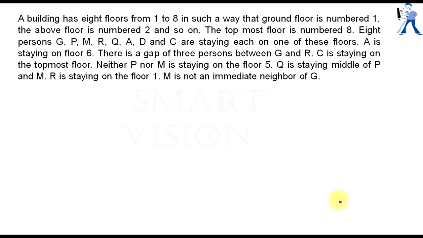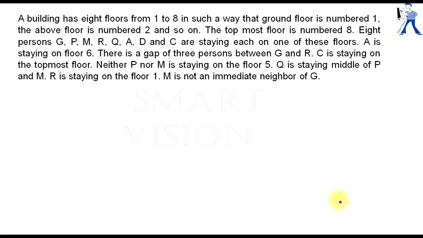What it has given in the question, we'll read it first. A building has 8 floors numbered 1 to 8 in such a way that the ground floor is numbered 1, the above floor is numbered 2 and so on. So from downwards we have to come upwards. The topmost floor is number 8. 8 persons G, P, M, R, Q, A, D and C are staying each on one of these floors. This is the information given about the floors. Now the question starts.